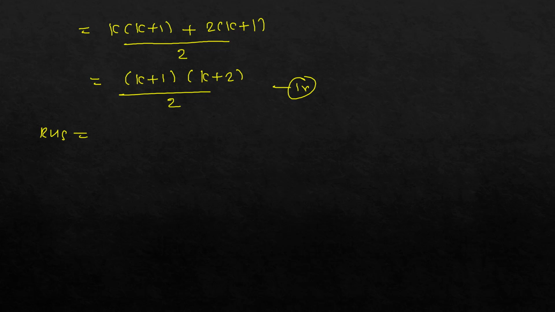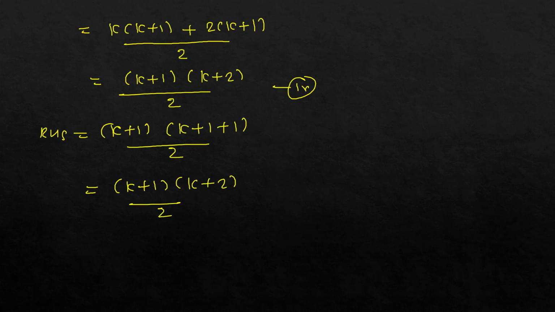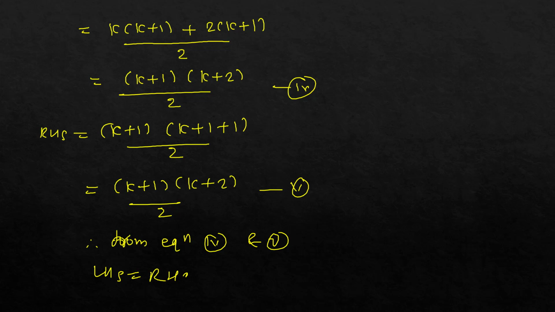Now take RHS. What is RHS? (k plus 1)(k plus 1 plus 1) upon 2. So is equal to, we get the same term (k plus 1)(k plus 2) upon 2. Equation number 5. So therefore, from equation, which equation? Equation number 4 and 5. We said that LHS is equal to RHS. Therefore, P of k plus 1 is true.